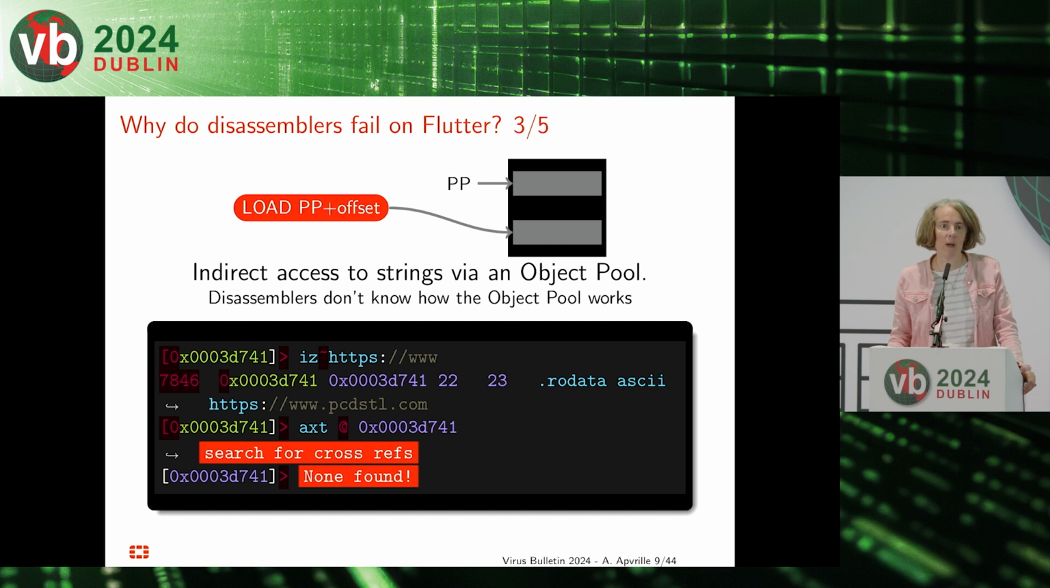Other things, when we are reversing, we get strings. If you run strings on my binary, you'll see the strings appear, but you will never get the cross-references, because in Dart, all strings are accessed indirectly through a concept called the object pool. And disassemblers have not implemented this mechanism at all. So you are stuck, unfortunately, with strings, but no way to know where they are accessed.